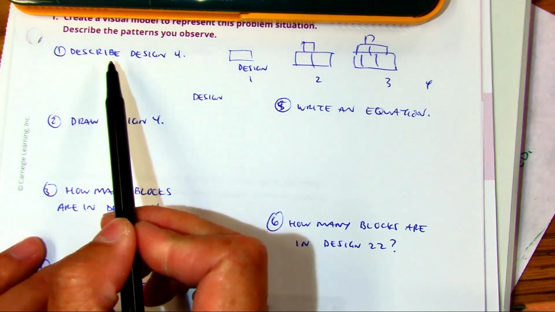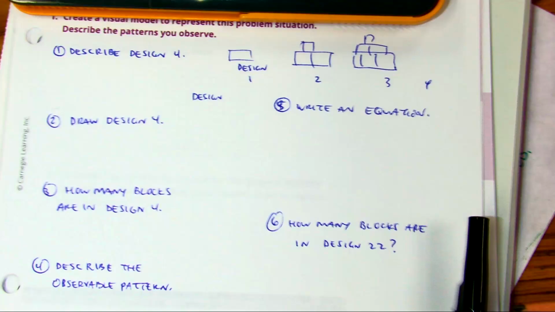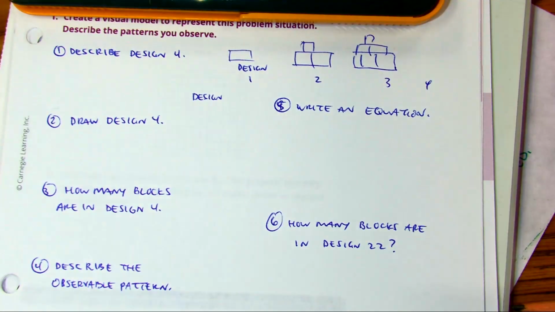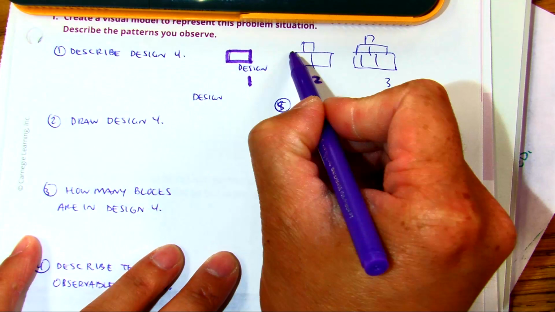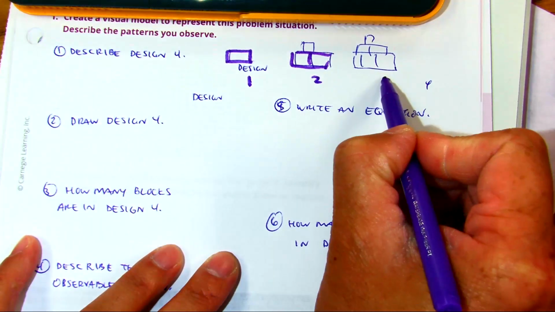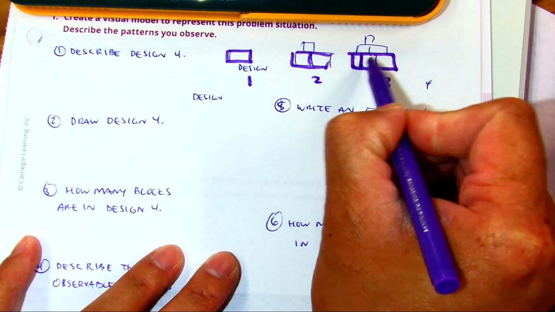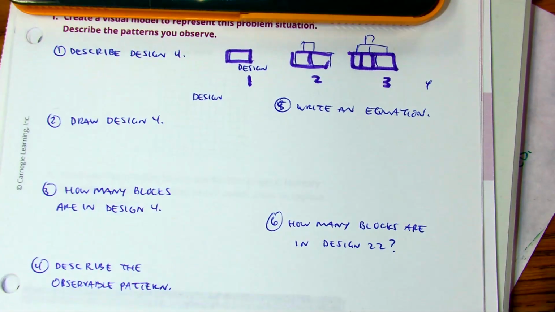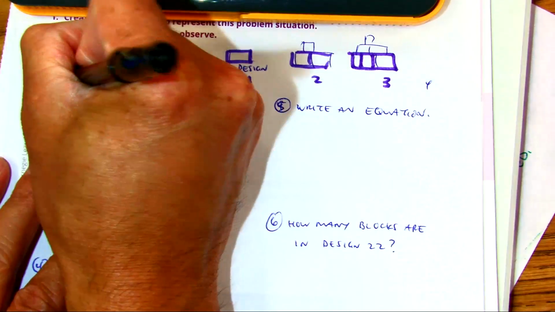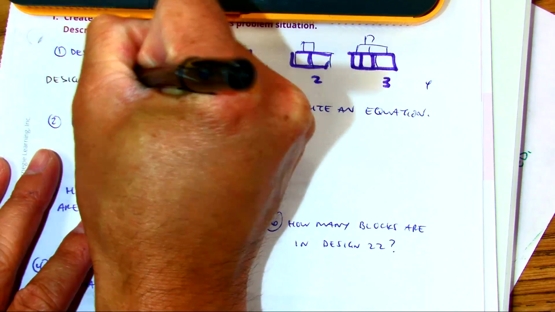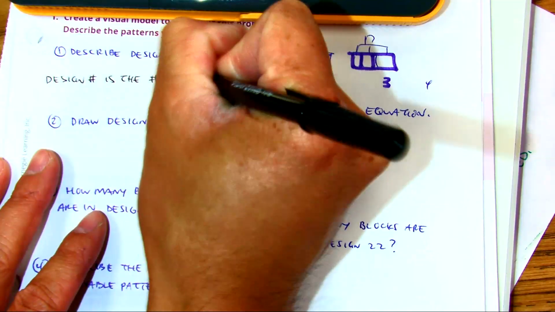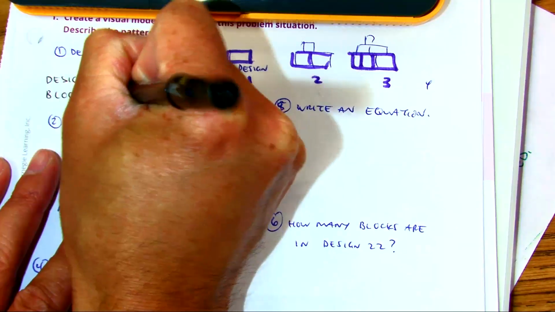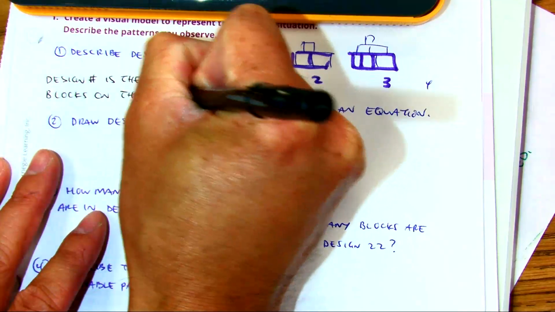Describe design number 4. If I recognize, the design number tells us kind of how many are on the bottom. Do you see that? There's 2, 3. You gotta wait till one just went out. So the design number is the number of blocks on the base or bottom.